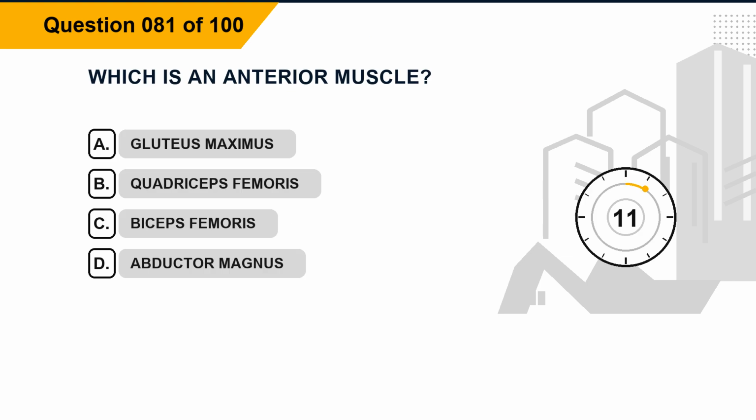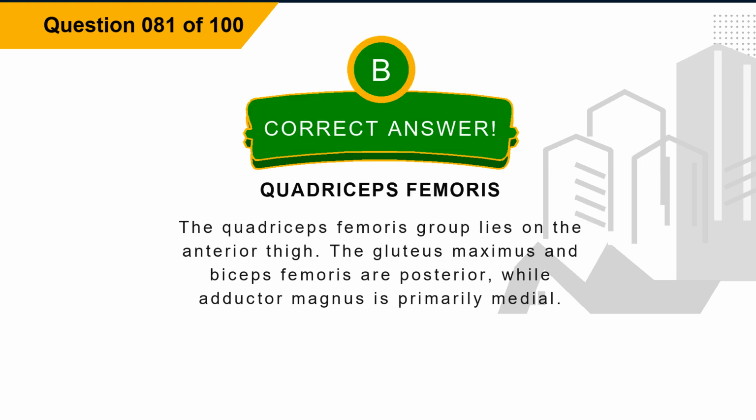Question 81. Which is an anterior muscle? Option A, gluteus maximus. Option B, quadriceps femoris. Option C, biceps femoris. Option D, abductor magnus. The correct answer is option B, quadriceps femoris. Explanation. The quadriceps femoris group lies on the anterior thigh. The gluteus maximus and biceps femoris are posterior, while adductor magnus is primarily medial.